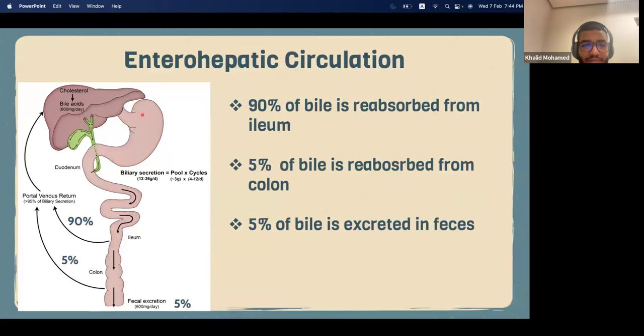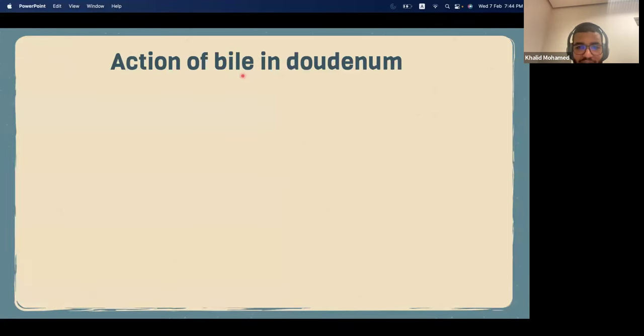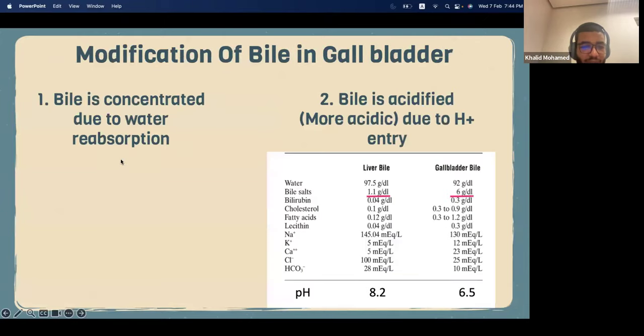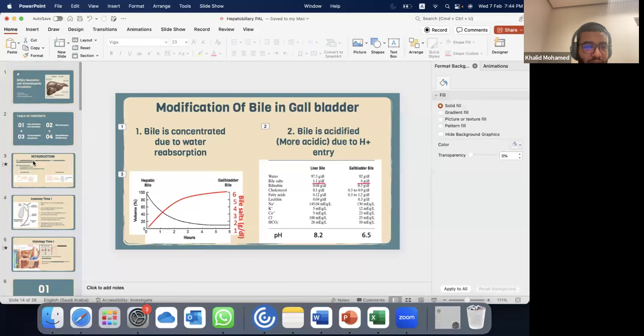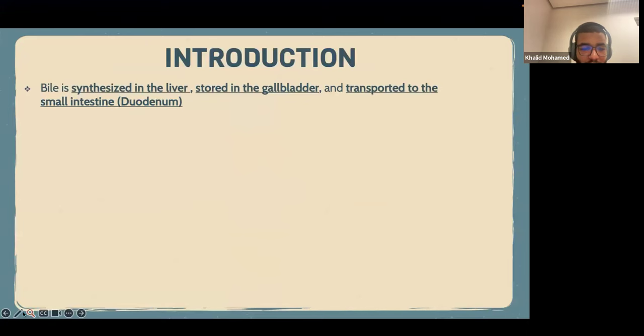Okay, one second. So, I was just saying that the bile, once it enters the duodenum, they form micelles, the micelles that we spoke about at the beginning of the lecture. Let me just go back quickly. Over here.